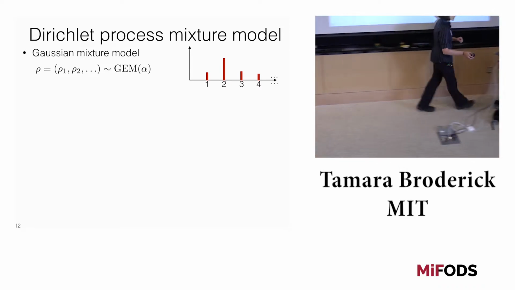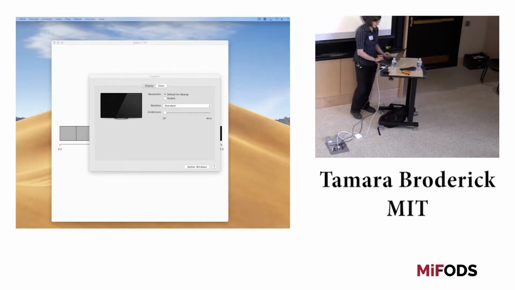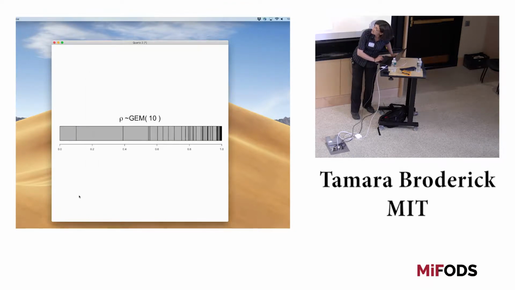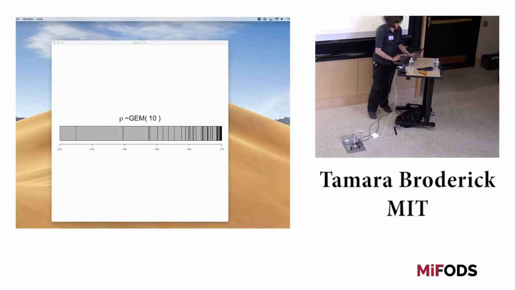This is the point at which we had been looking at this demo, so let's revisit it now. We had our GEM draw. Oh, is it already up there? There it is. Okay, we had our GEM draw, and this is with a parameter 10. So the alpha parameter is 10.